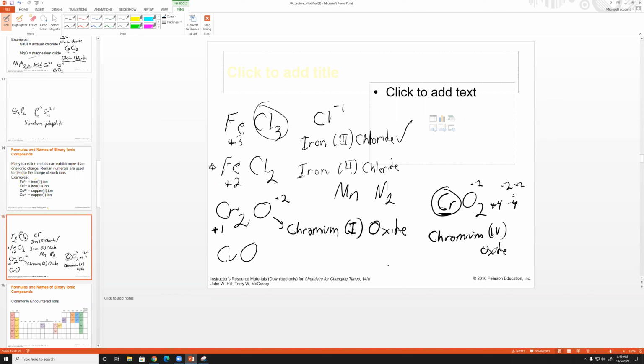You could do another example with chromium and oxygen. Cr2O3. That's what I meant. Okay, so in this case, what would you get?